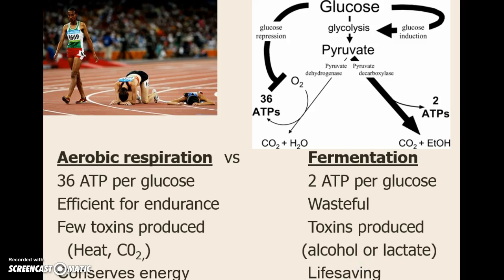So if aerobic's so efficient, look at that, 36 ATPs per glucose. So you got endurance, hardly any toxins. And it's very conservative. So why do we even have this fermentation reaction? Well, we have it when there's not enough oxygen. Think about it. You're being chased by someone, and you make that final sprint, and you go into anaerobic fermentation. You're only burning 2 ATPs. It's pretty wasteful, but that final sprint saves your life.